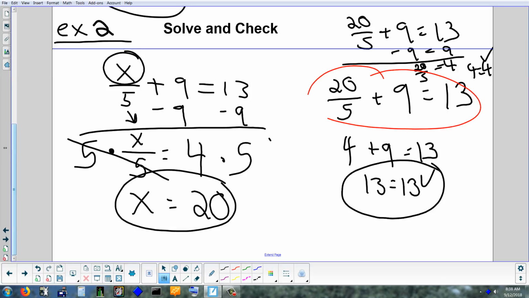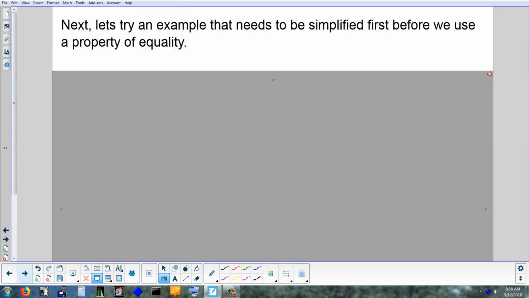So again, another one where there weren't variables on both sides. Not super tough, but 2 steps. Now this one, we're telling you, this one's going to need to be simplified before we use a property of equality, before we add, subtract, multiply, divide. So what does that mean? There's actually 2 things we may have to do with this problem.